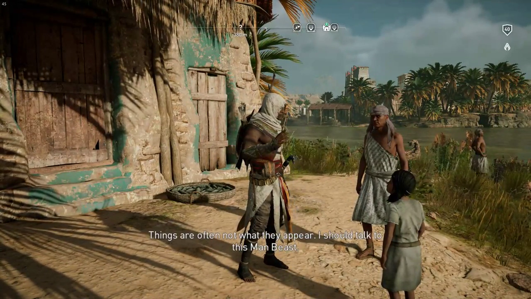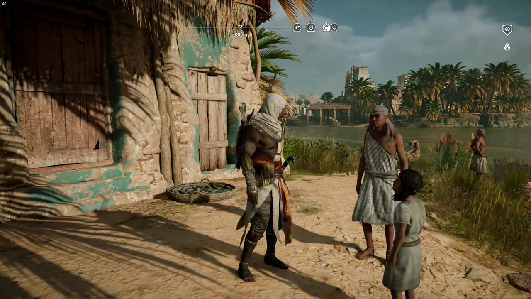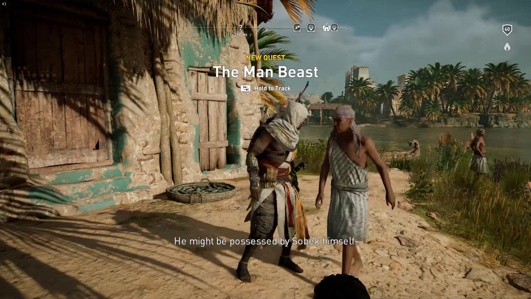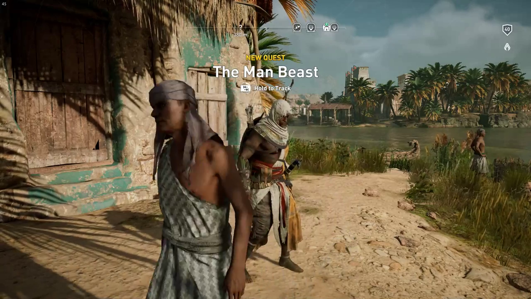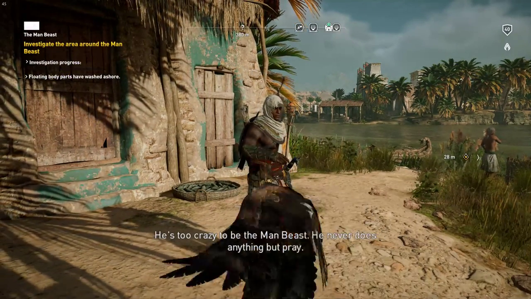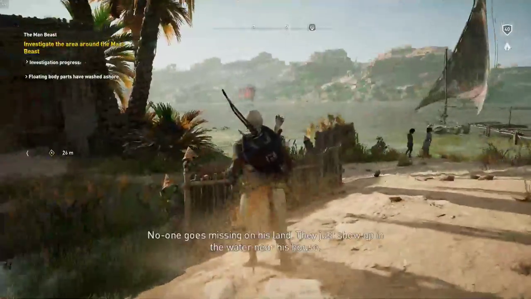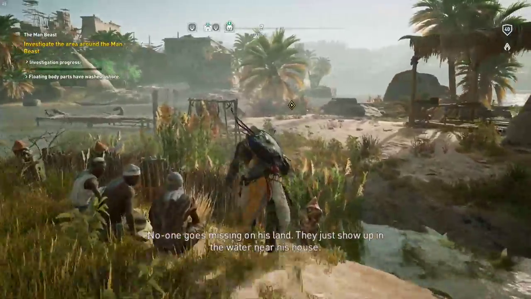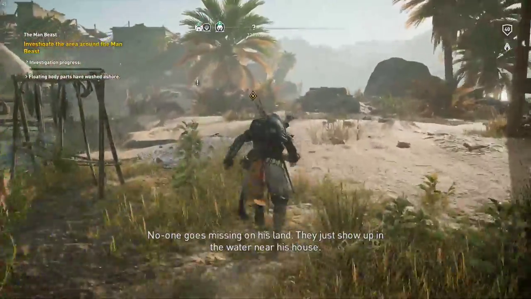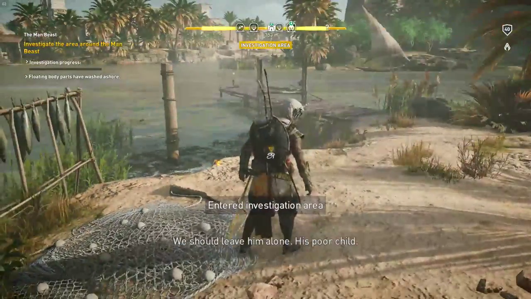Things are often not what they appear. I should talk to this man beast. He might be possessed by Sobek himself. He's too crazy to be the man beast. He never does anything but pray. He is eating the victims of Sobek. No one goes missing on his land. They just show up in the water near his house. We should leave him alone. His poor child.